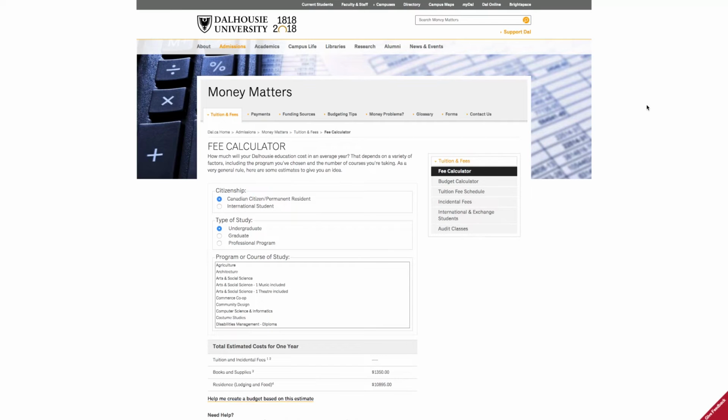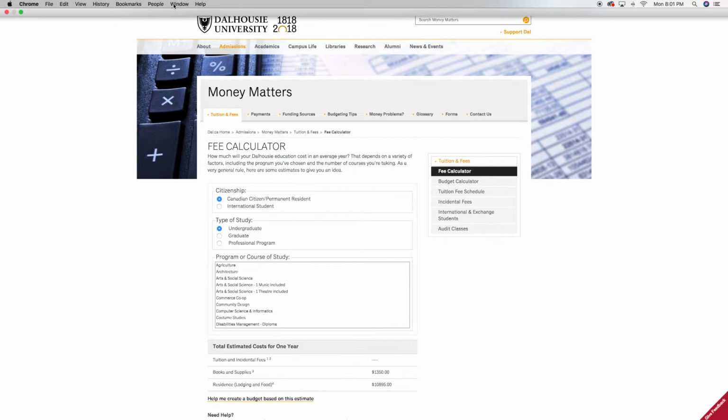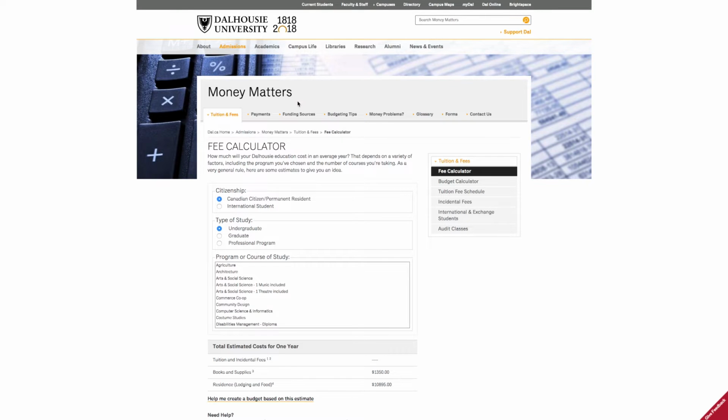How expensive are the programs at Dalhousie University? If you want to find out, head on over to the Dalhousie fee calculator. I'm going to plug that in the description down below. You can find out pretty much exactly how much your program is going to cost.